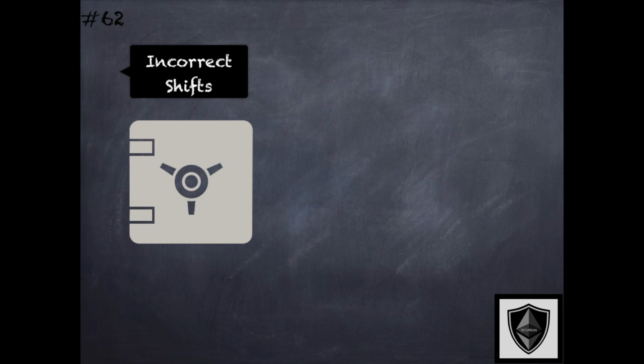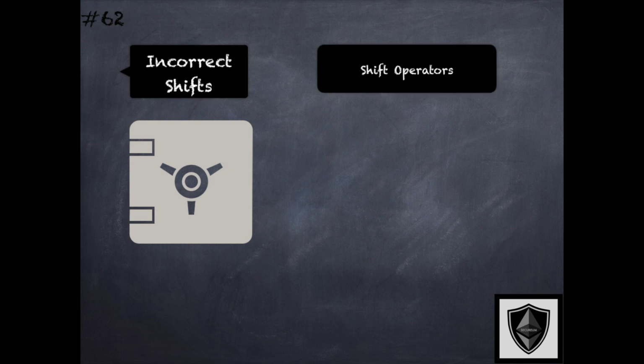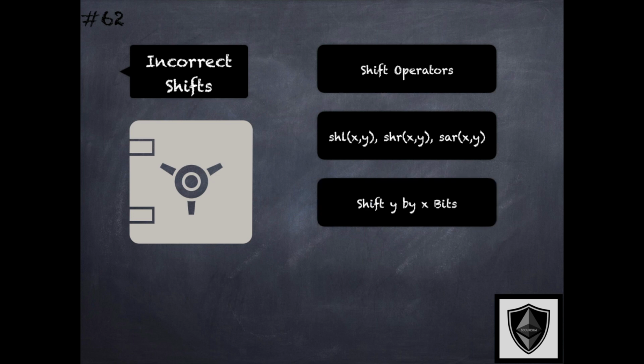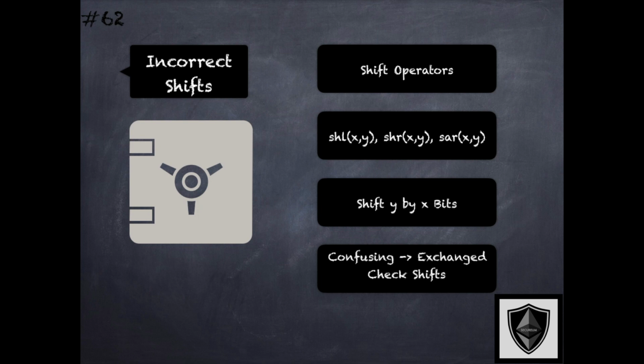There is a security pitfall related to the use of incorrect shifts in Solidity assembly specifically. Solidity assembly supports 3 different shift operations: shift left, shift right, and shift arithmetic right, all of which take 2 operands x and y. And these operations shift the y operand by x bits and not the other way around. This can be confusing, understandably, and the developer may have used these 2 operands interchangeably, in which case the shift operation does something completely different from what the developer anticipated. So this is something that needs to be checked when looking at shift operations in Solidity assembly.